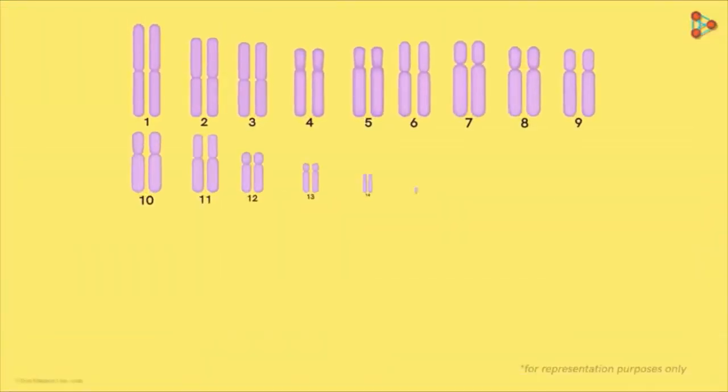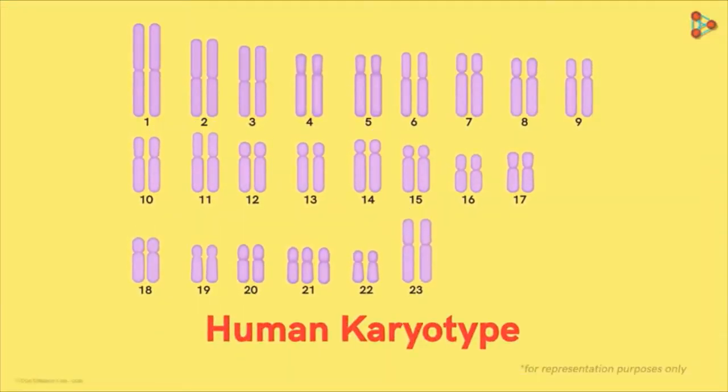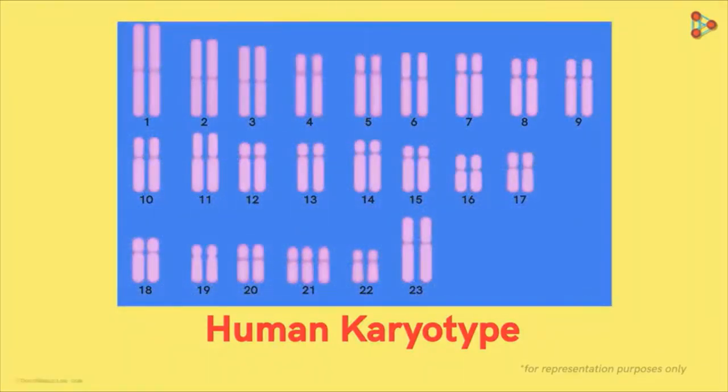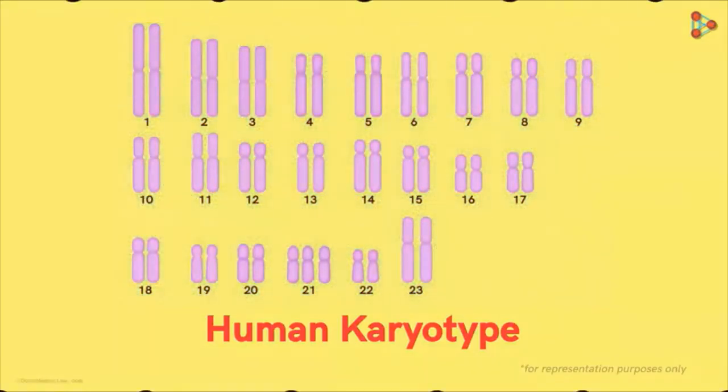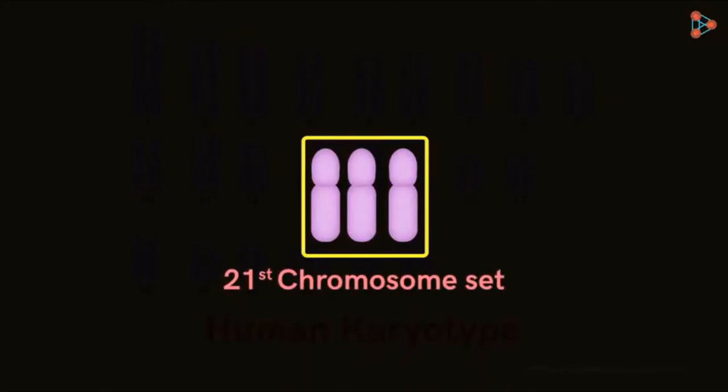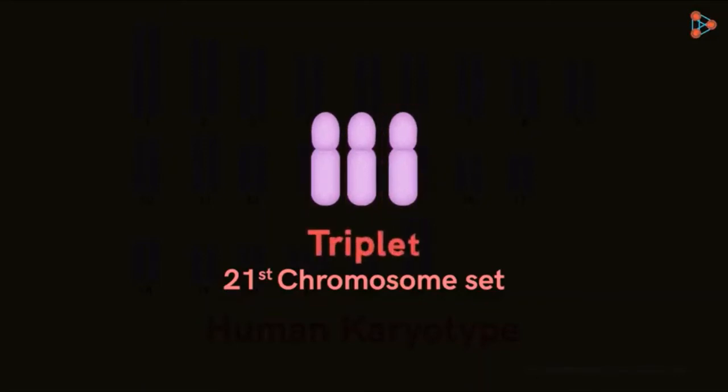This is a representative karyotype of a human. By now we know what a karyotype is. Can you try to give me some conclusions from it? You may say that it looks perfectly normal. But let me spot a flaw for you. Do you notice this set? This is the 21st chromosome set. Instead of having a normal pair of chromosomes, here we find a triplet.